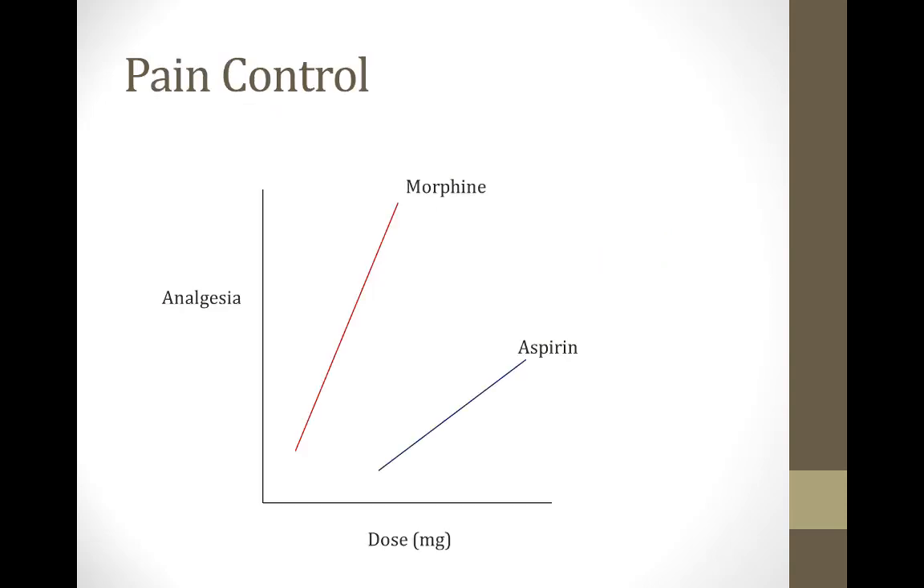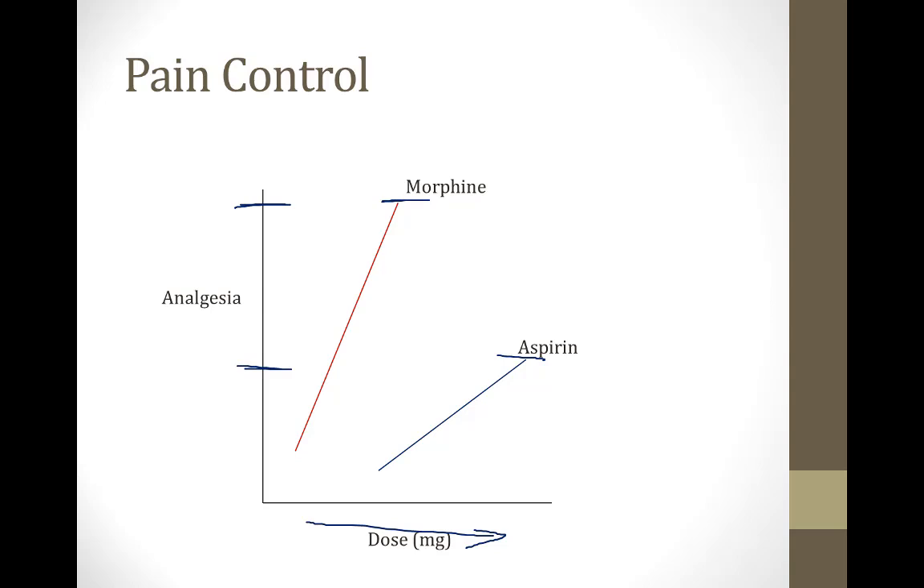Let's get back to our example of morphine versus aspirin for pain control. So here's a graph showing the relative analgesia or pain control achieved by the two drugs as a function of their dose on the x-axis. And you can see that the peak effect of morphine is very, very high compared to the peak effect of aspirin. This means that morphine is more efficacious than aspirin.